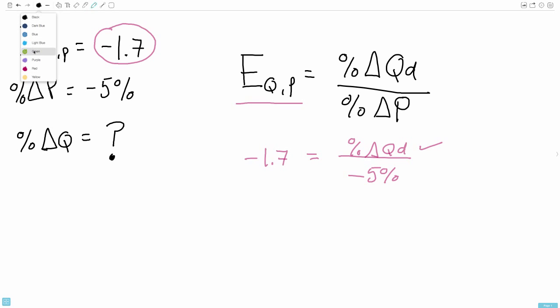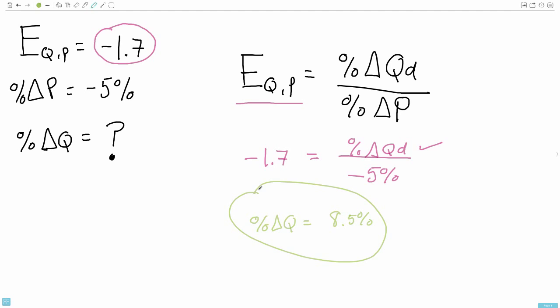So all you need to do, let me change to green here, is that the percent change in quantity demanded is equal to minus 1.7 times minus 0.5, which is going to give you 8.5%. What is this telling you?